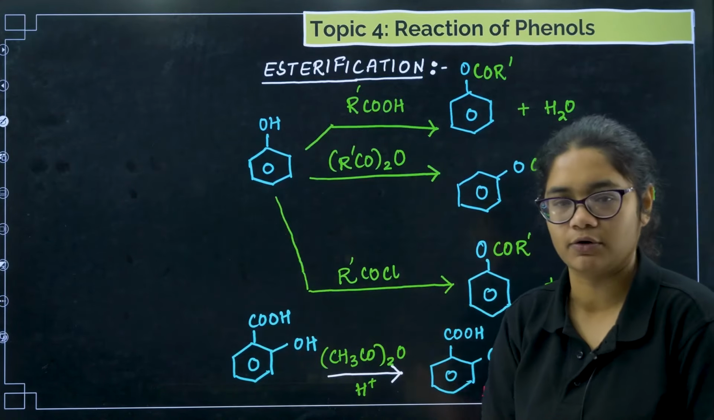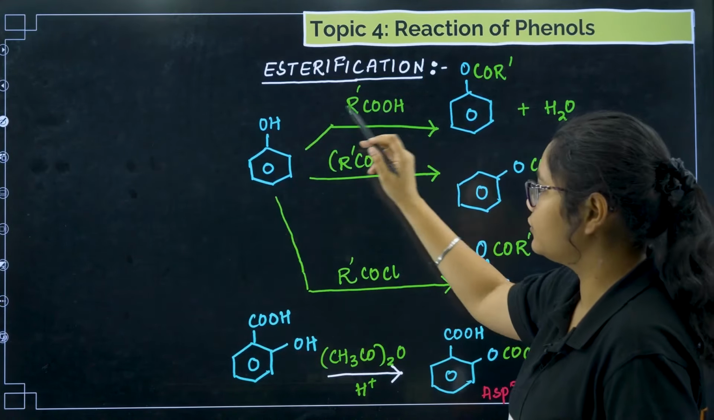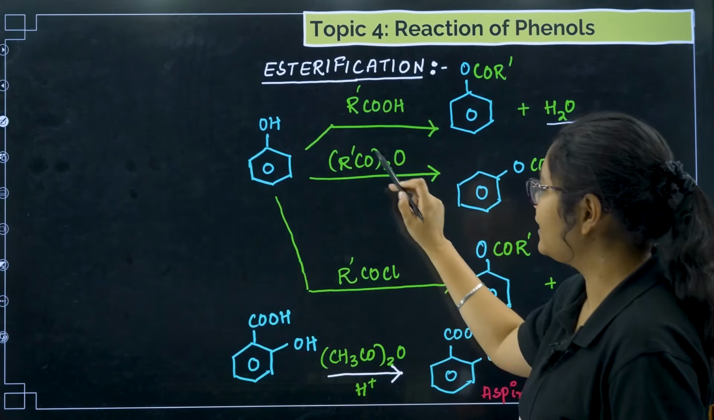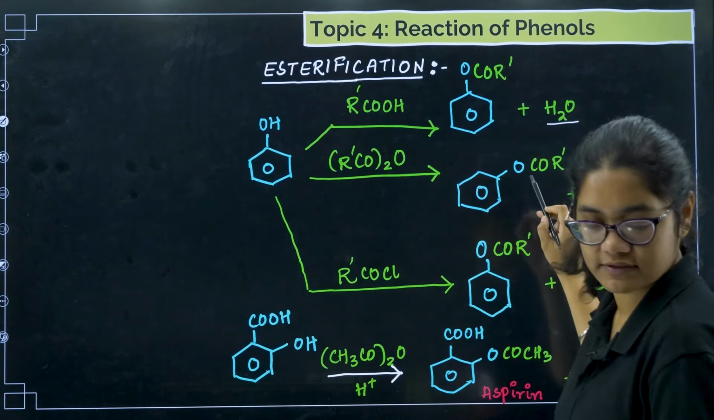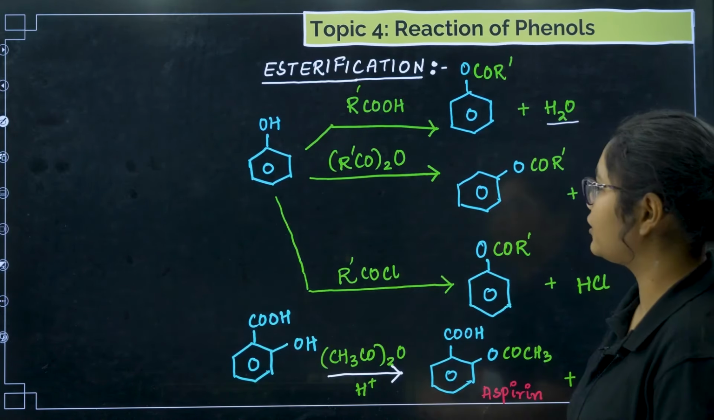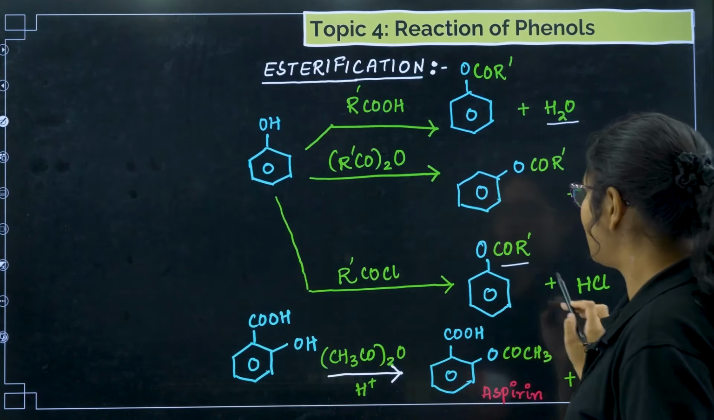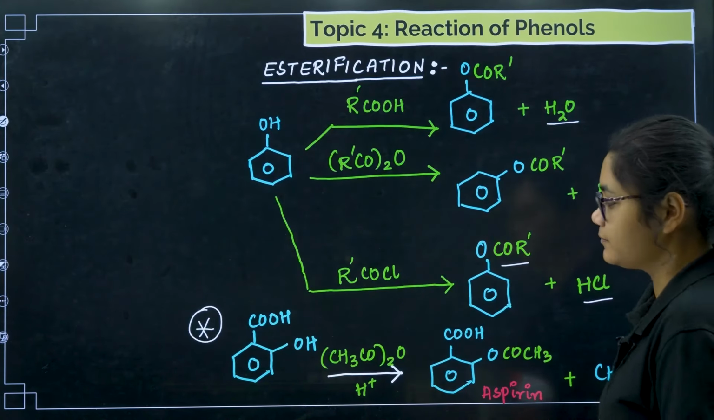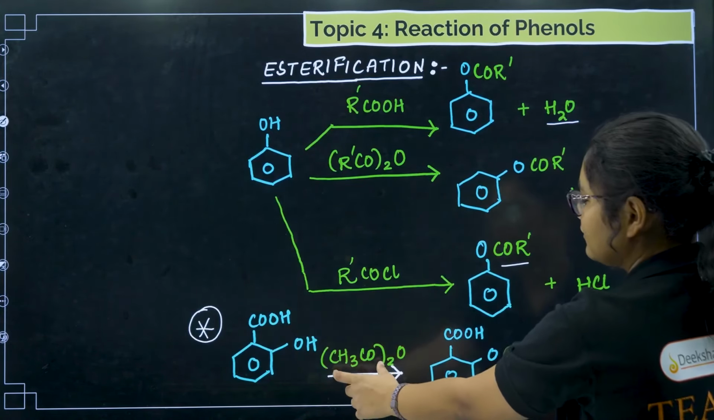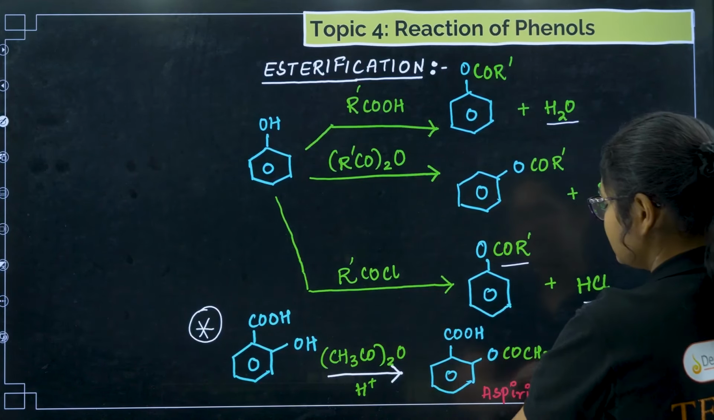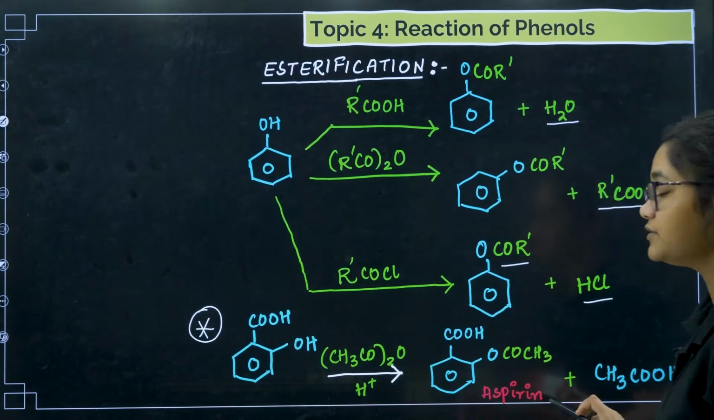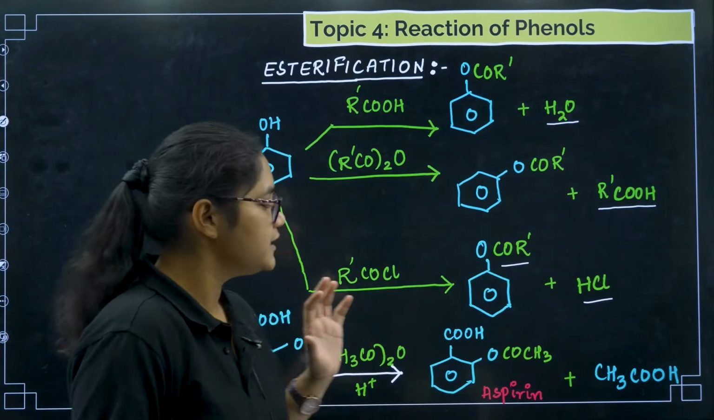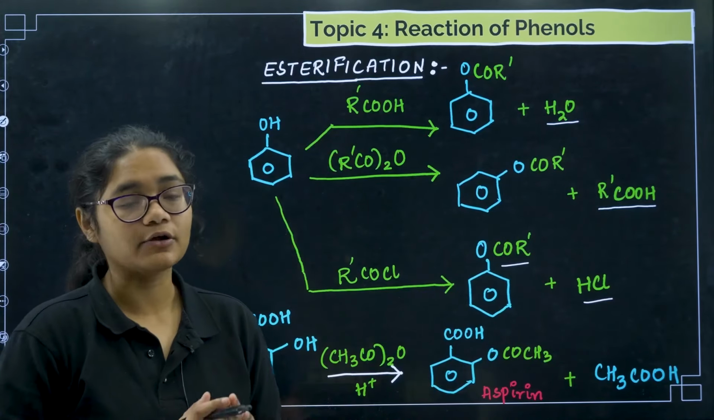Next we have esterification of phenol. It is very similar to alcohols. If you use acids, you will get OCOR' plus the byproduct water. If you use anhydride, you will get the same OCOR' and the other byproduct is another acid, and with acid chloride you will get OCOR' and HCl. But the important thing from where questions are asked is aspirin formation. If you take salicylic acid and treat it with acetic anhydride, you will get OCOCH3, and this compound is called aspirin, which is used as a drug for medicines. So these are all reactions of alcohols and phenols.